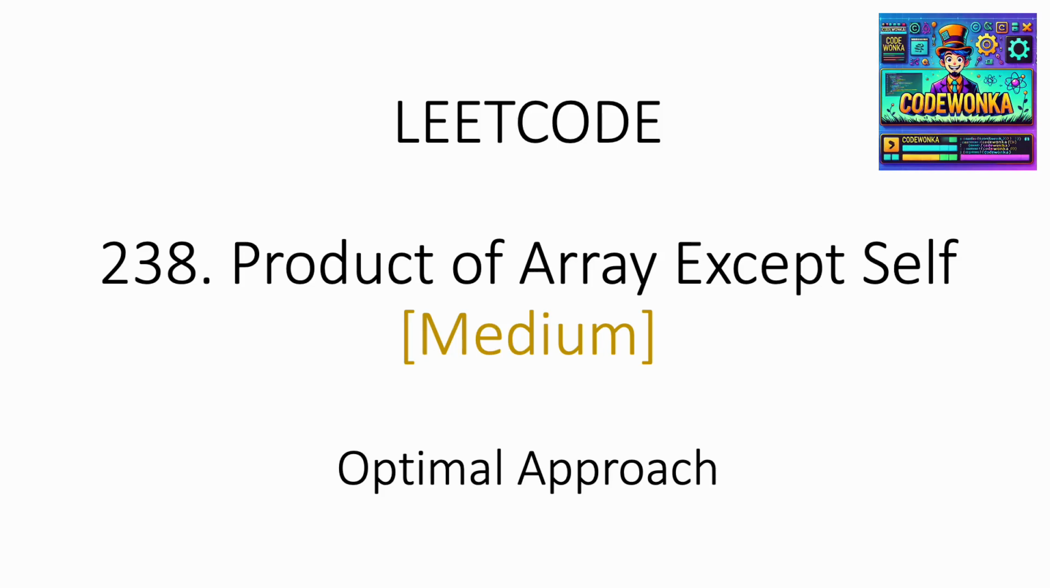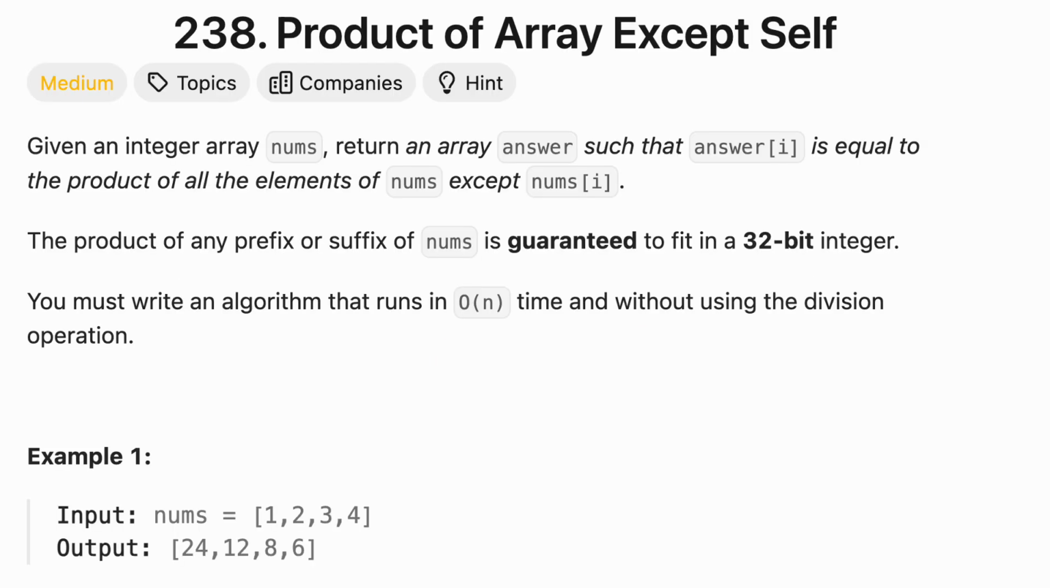Today we will be solving LeetCode problem 238, Product of Array Except Self. Let's go over the question.